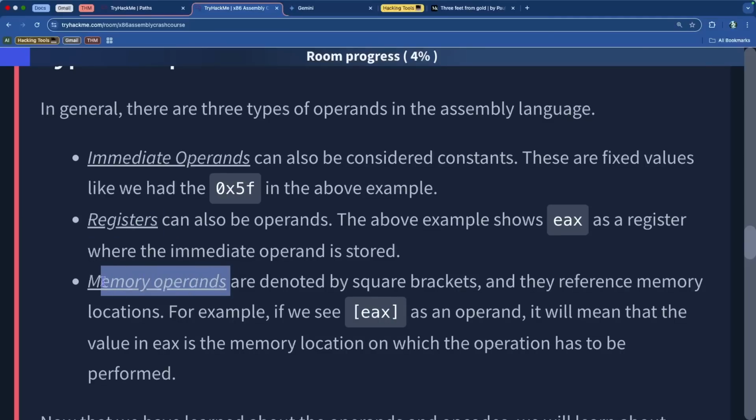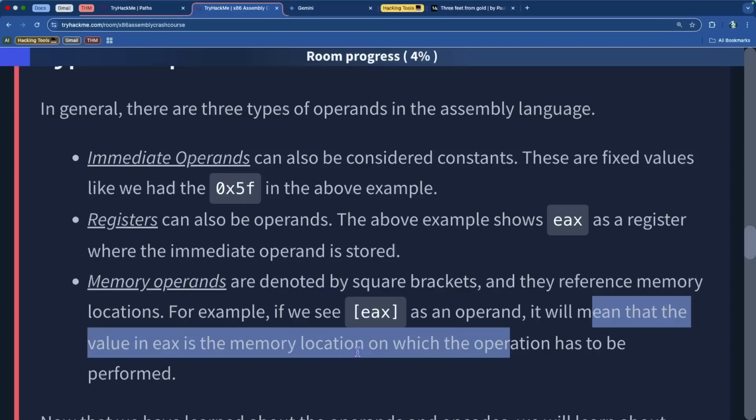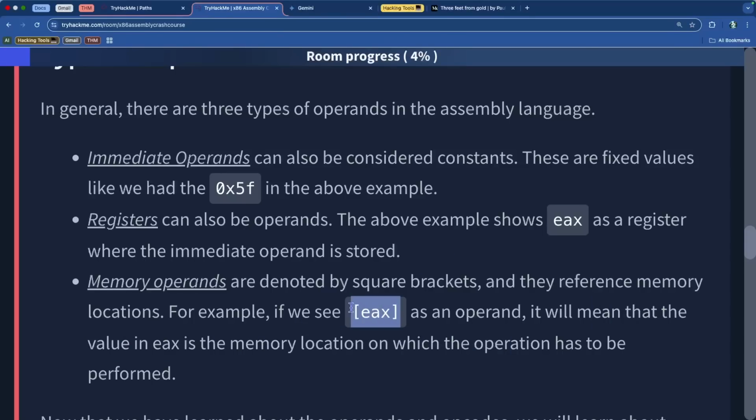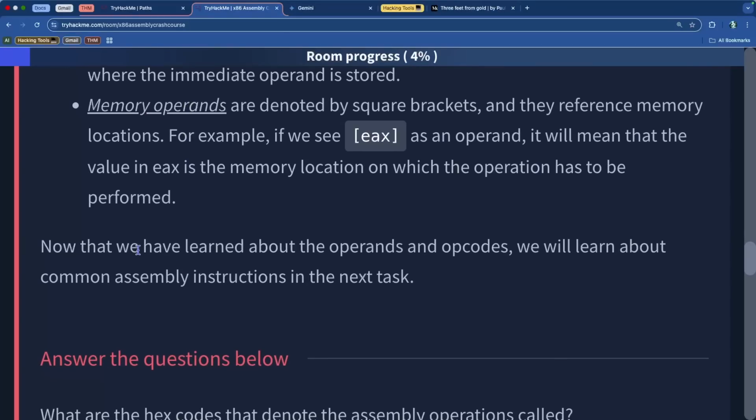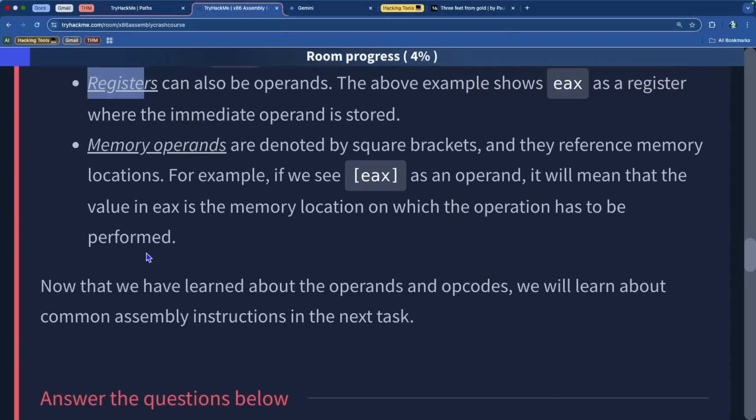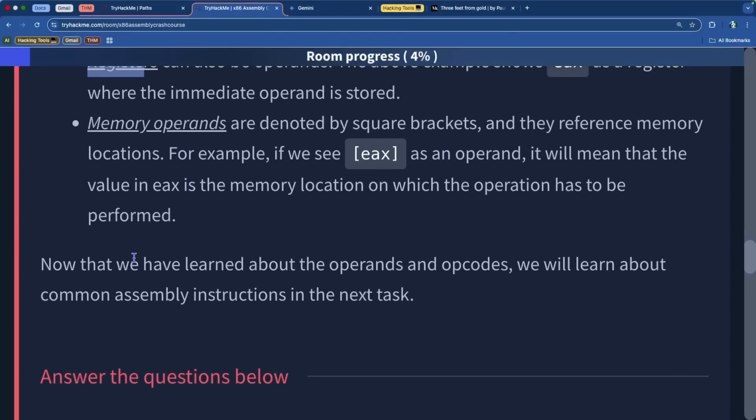And then you have memory operands, which are a little bit bigger chunks of data. And these are denoted by square brackets, and they reference memory locations. For example, if we see this, then it will mean that the value in EAX is in the memory location instead of the register. So again, if it's inside of these square brackets, that means inside of the memory, not inside of the registers. I apologize for that.